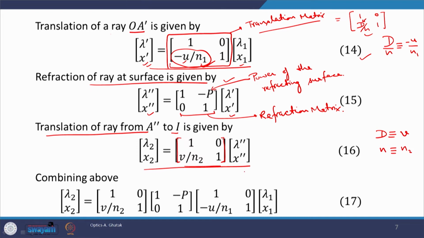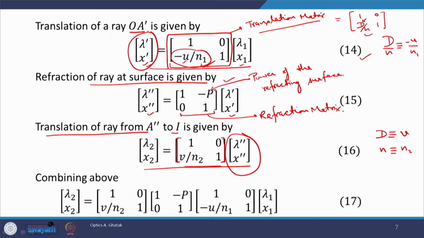Now, we have represented all the translations and refraction in matrix form. What is our ultimate goal? We want to relate lambda double prime x double prime with lambda prime x prime.